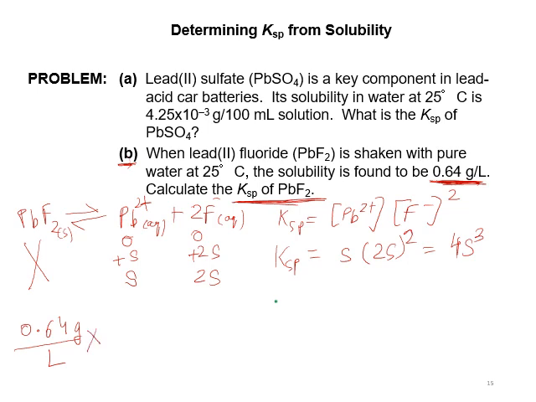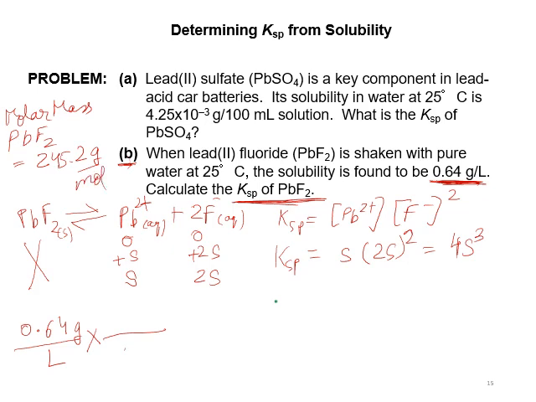How do I go from grams to moles? I need the molar mass. What is the molar mass for PbF2? You'll figure it out using the periodic table. The molar mass of PbF2, if you calculate, I believe, is 245.2 grams per mole. So we are going to plug that value right here.